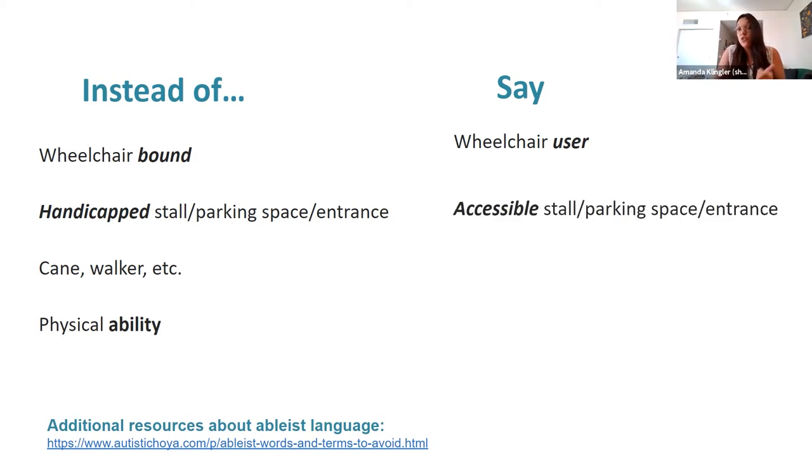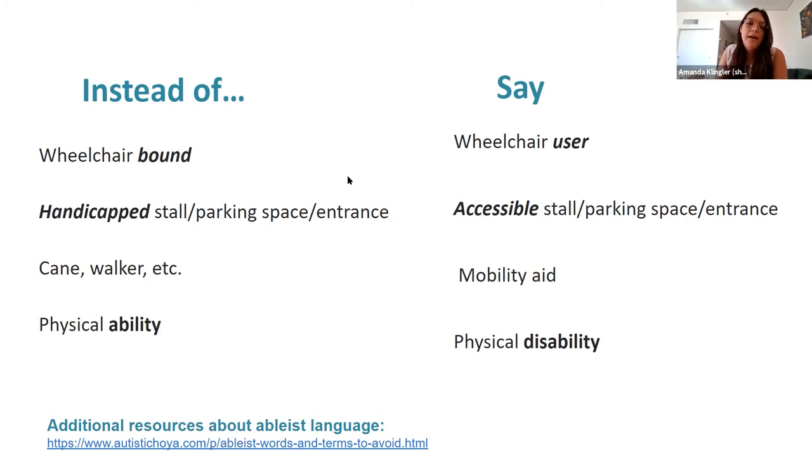You can refer to the stall or the parking space or the programming as accessible, right? Because that's what it is. It's accessible to people of all physical abilities, right? You can also refer to canes and walkers, instead of thinking of them as stigmatized things, as mobility aids, because that's what they are. They allow people to be mobile. And instead of physical ability, you can just say physical disability, because disability is not a bad word.